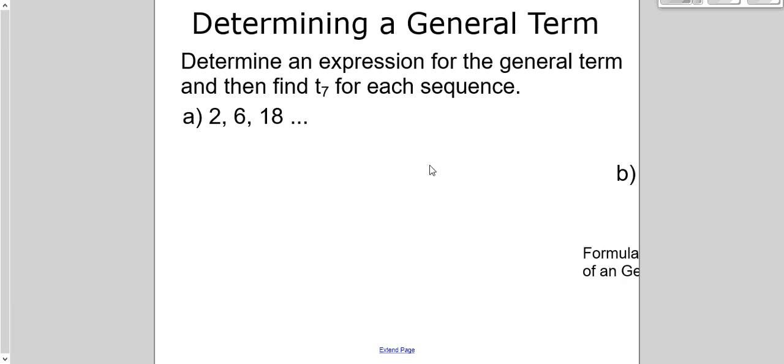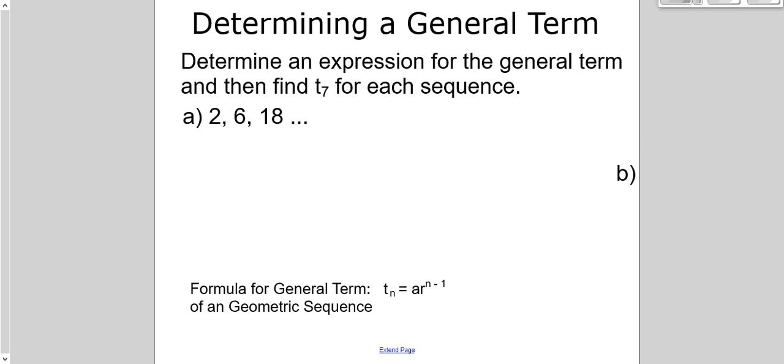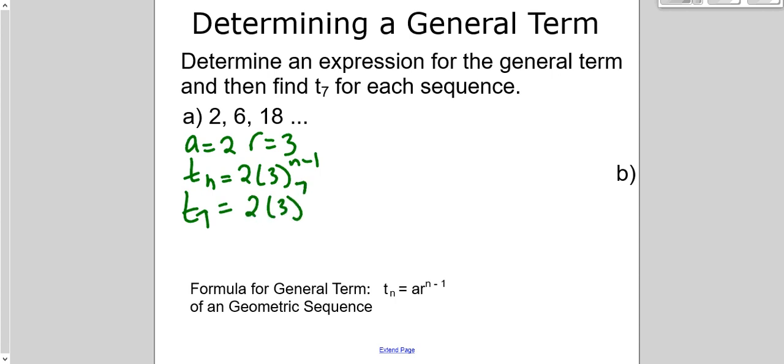Okay, so determine an expression for the general term and then find T7. Let me pull out my formula again to help us. I need my A, which is 2, the first term, and then it goes 2, 6, 18. So I'm multiplying each time by 3. So R is 3. My expression would be Tn equals 2 times 3 to the n minus 1. And if I wanted to find T7, that just means I'm going to put a 7 in for the n. So 2 times 3 to the 6.